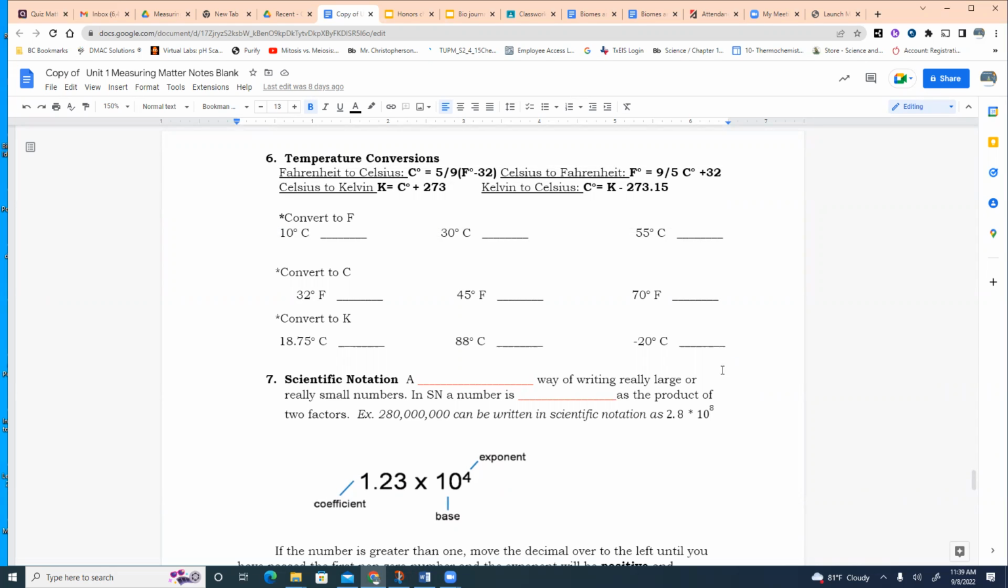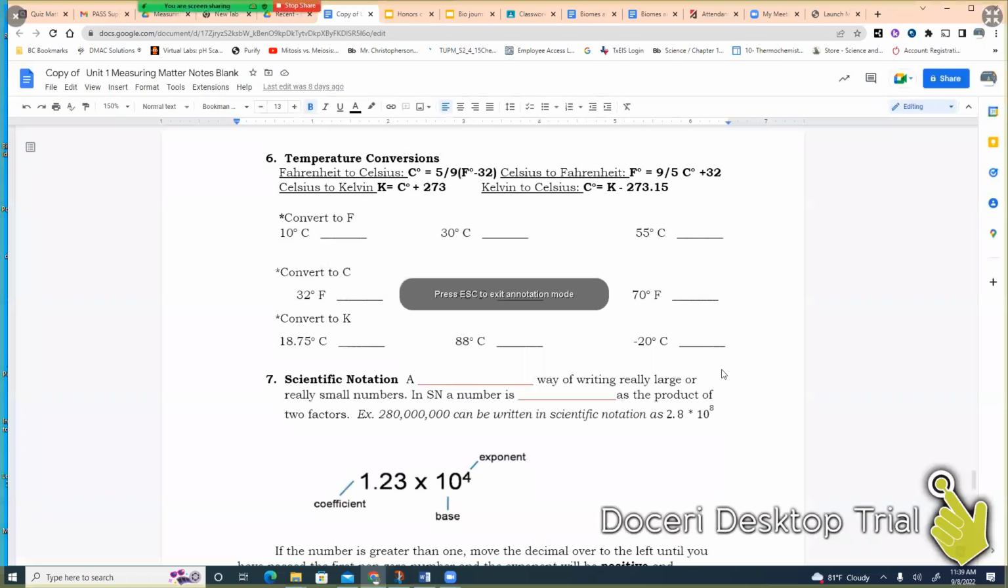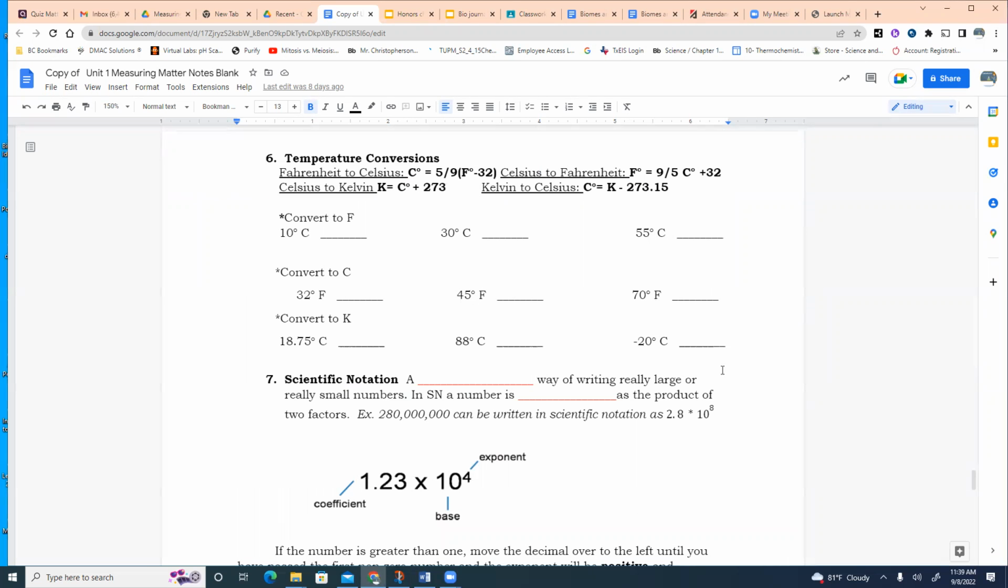So our three different ways that temperature is measured is in Kelvin, which is K. It does not have a degree sign. Fahrenheit does have a degree sign, and Celsius also does have a degree sign. And those are the formulas that we use to get from one to another.